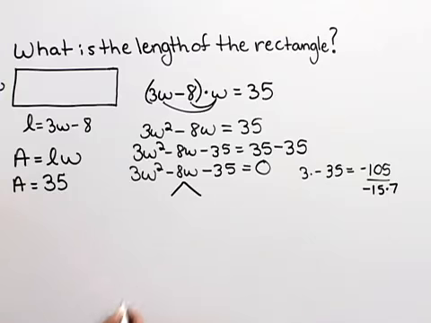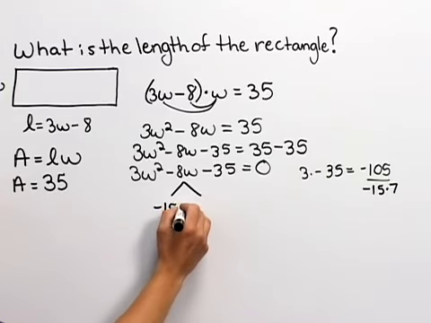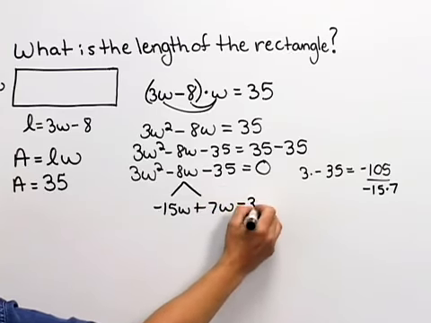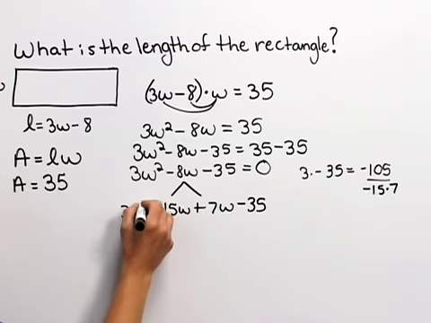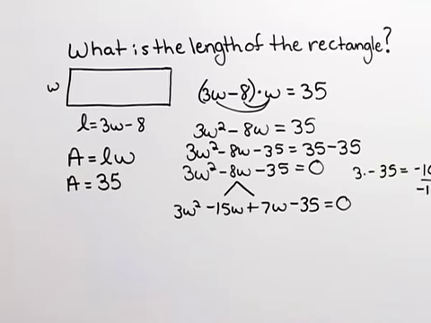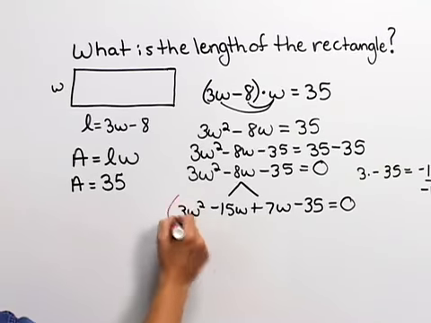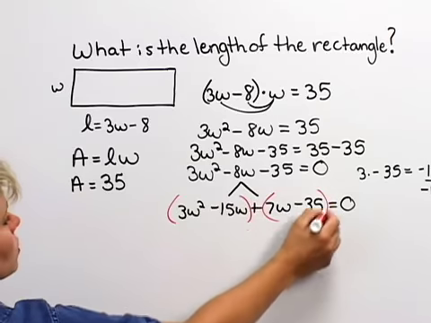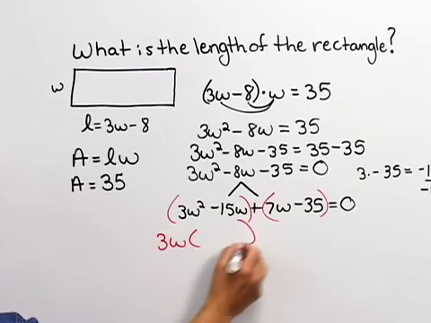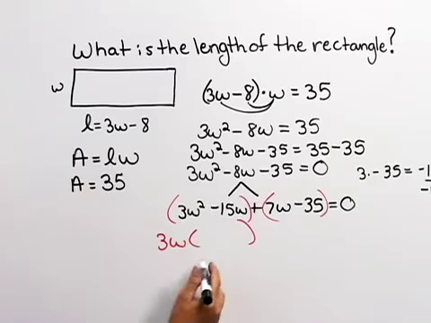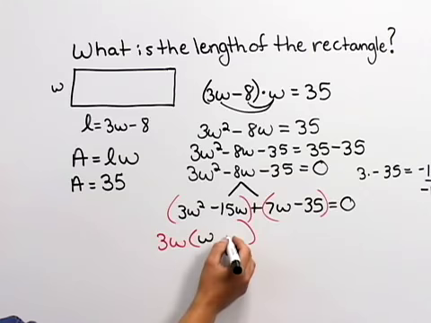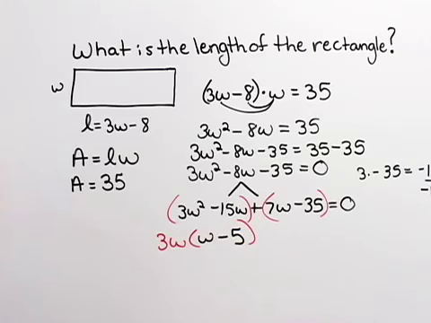So we'll separate our negative 8W into negative 15W plus 7W. Be sure to carry down the negative 35 and the 3W squared, and that is all equal to 0. Now let's factor by grouping. We will group the first two terms and the last two terms. The first two terms have a 3W in common, so we'll factor out a 3W. 3W divides into 3W squared, leaving a W. 3W divides into a negative 15W and leaves us with a negative 5.